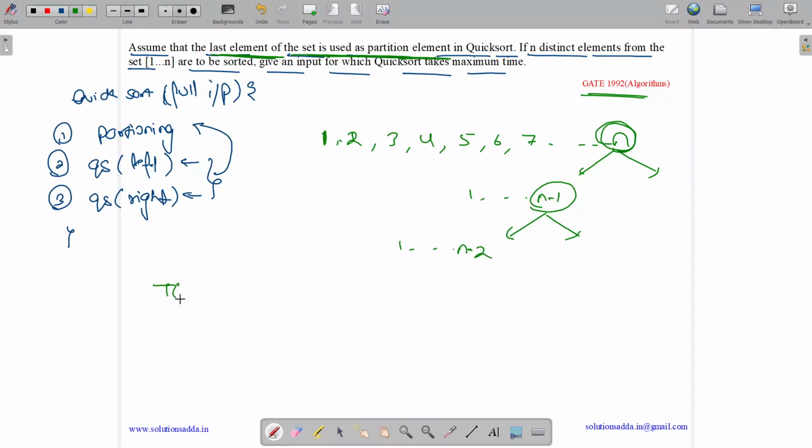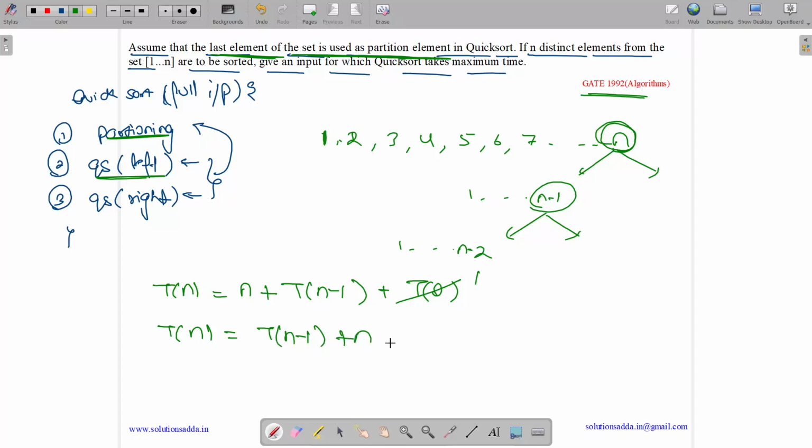So if we have Tn as the total complexity, then partitioning always takes order of n. Then the left side will have T of n minus 1 items, and the right side will have 0 items. T0 is 1, so it can be neglected. So Tn equals T of n minus 1 plus n. You can solve it and you will get order of n square.